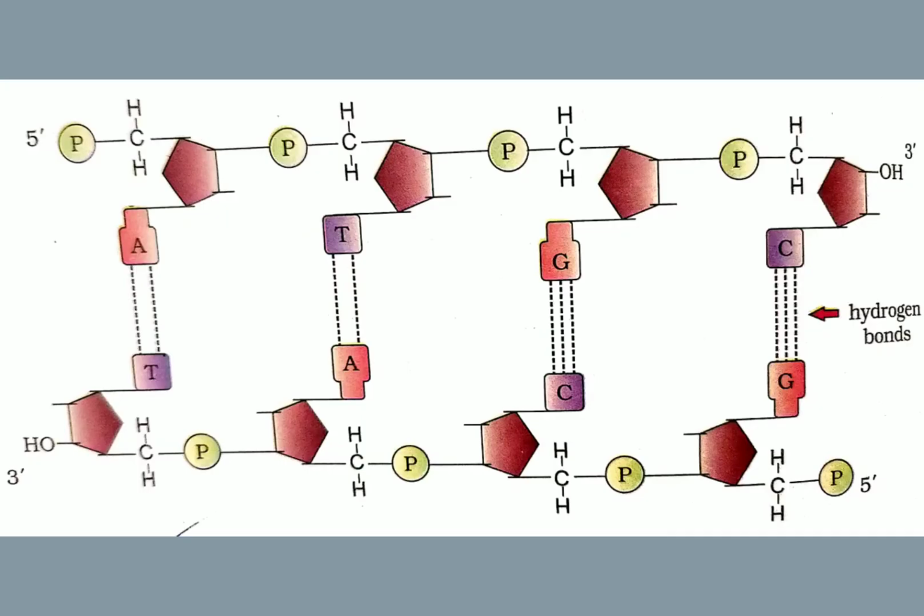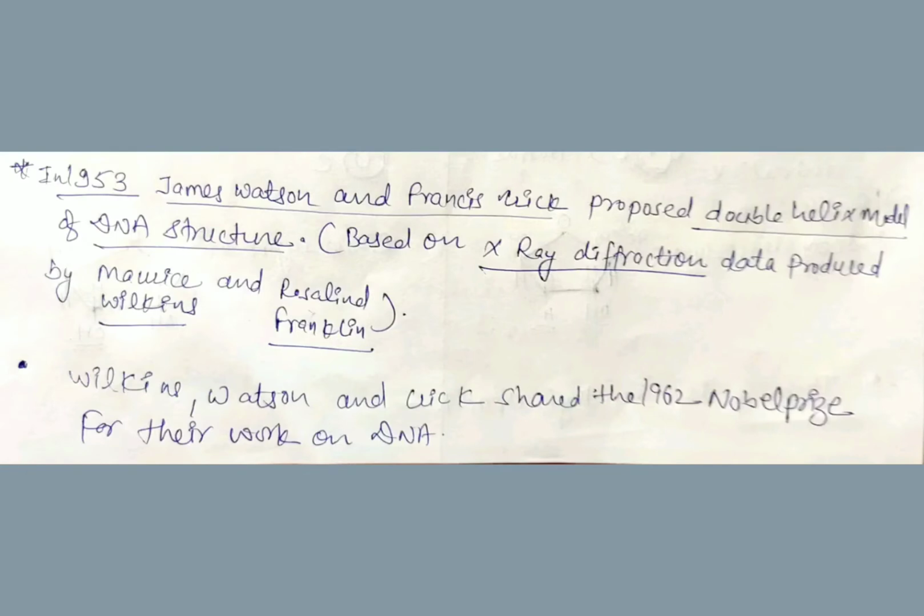As we know, DNA is a long polymer of nucleotides. Due to the technical limitation in isolating such a long polymer intact, the structure of the DNA remained elusive for a very long period of time. It was only in 1953 that James Watson and Francis Crick proposed the double helix model of DNA structure, which was based on the X-ray diffraction data produced by Maurice Wilkins and Rosalind Franklin. And for this, Wilkins, Watson and Crick shared the Nobel Prize in 1962 for their work on DNA.